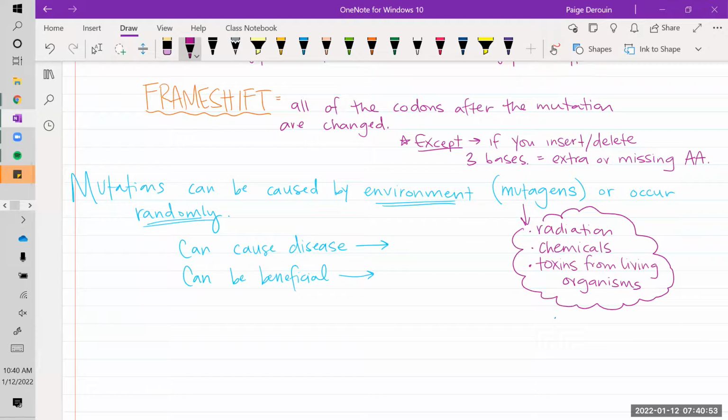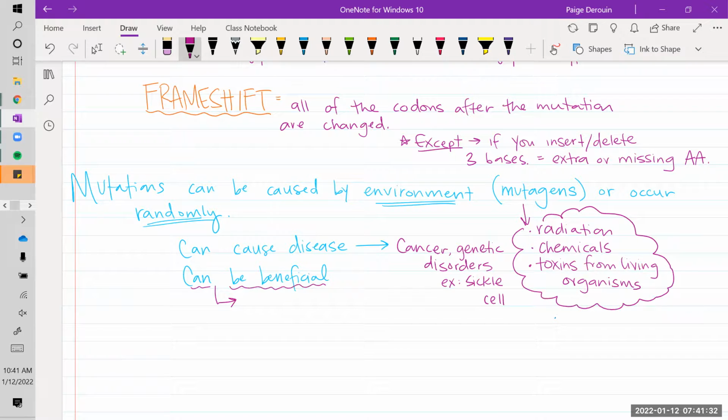The other thing about mutations is that they can cause disease, which tell me one big disease that we've talked about with mutations. Cancer. Also, genetic disorders. Example is sickle cell. But also cystic fibrosis, PKU, Huntington's disease, any of those. But the other thing about mutations is that they also can be beneficial. And can you think of a reason why they would be beneficial?